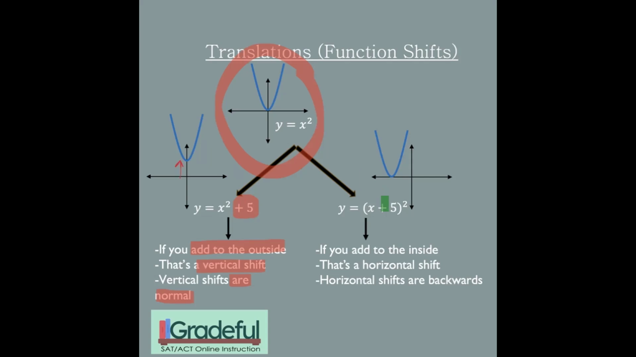On the other hand, if you add 5 on the inside, that's a horizontal shift, and those are backwards. Normally, in terms of left-right, positive is to the right and negative is to the left. This is backwards. Positive would be to the left. So this is left 5 from the original function. In f of x notation, the original one is like our f of x. This would look like this, f of x plus 5.